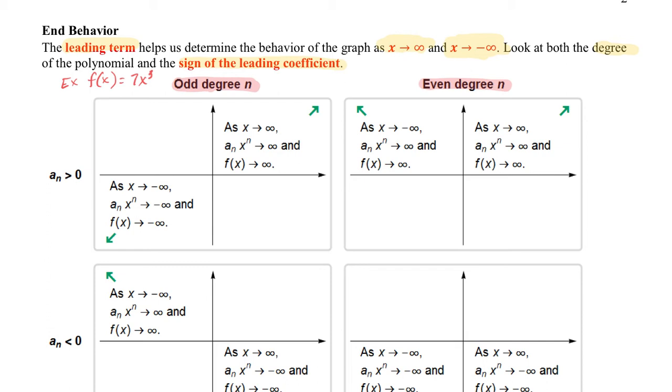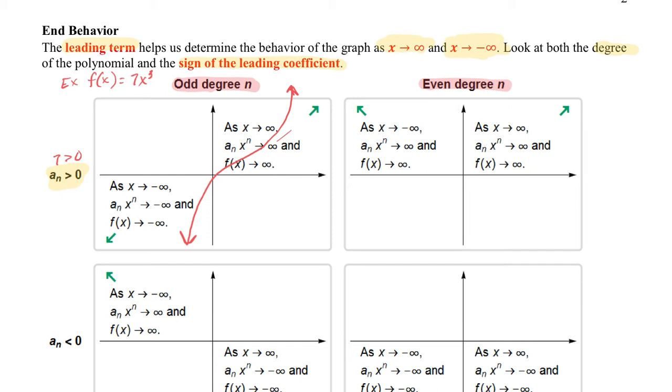So in my scenario here, I've got an odd degree polynomial. 3, of course, is odd. And if a sub n is greater than 0, that's my first scenario here. So that leading term, or my leading coefficient, I should say, is 7. So 7, of course, is greater than 0. That tells me that in that scenario, as x approaches positive infinity, y is going to go to infinity. And I know what a cubic looks like, right? It goes something like this, okay?